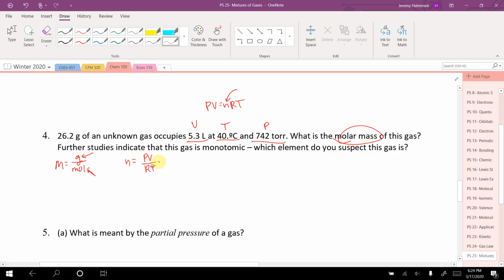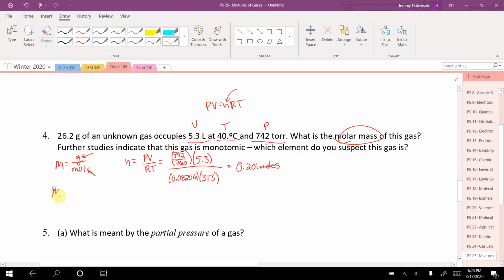n is PV over RT. Again, 742, but I'm going to change it to atmospheres. Volume is 5.3 liters. We got 273 plus 40, which is going to be 313, I believe. So that gives me about 0.201 moles.